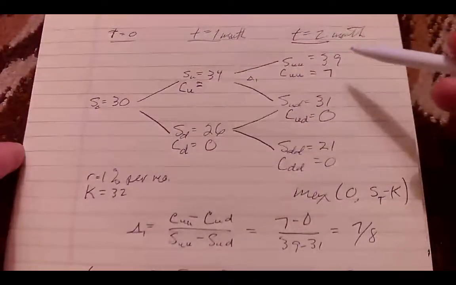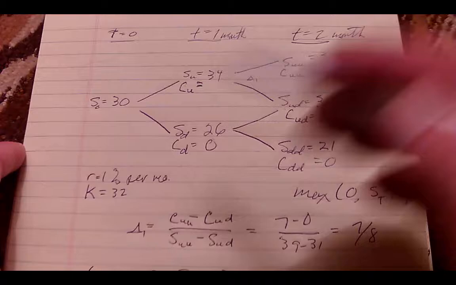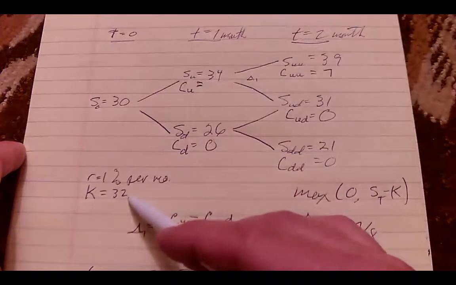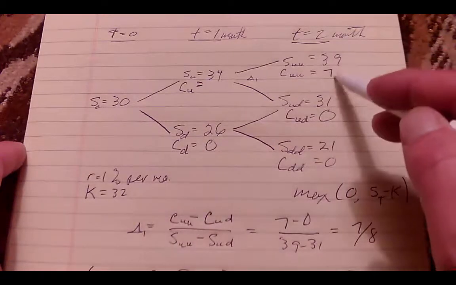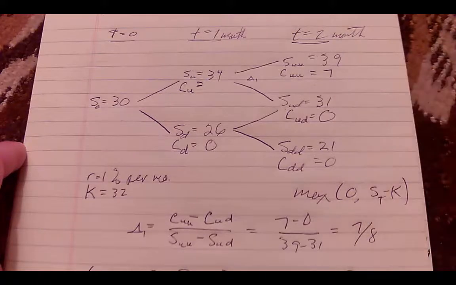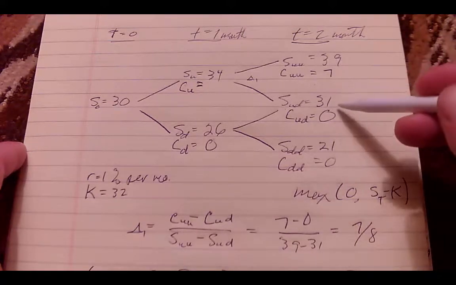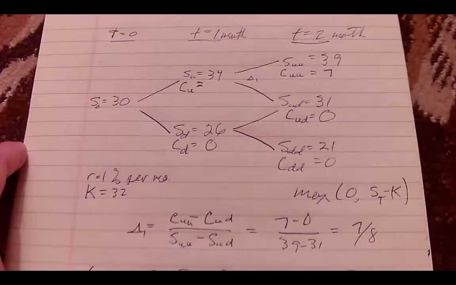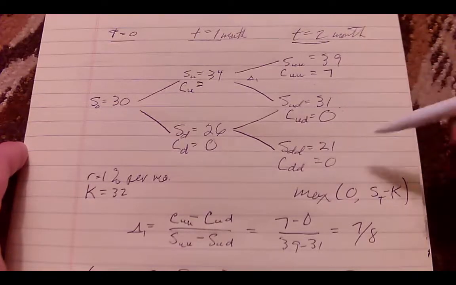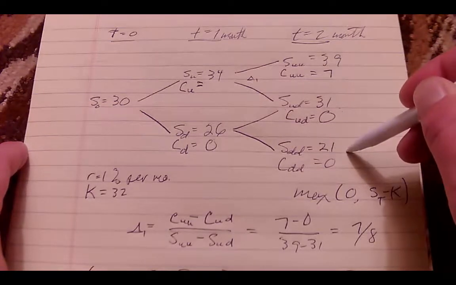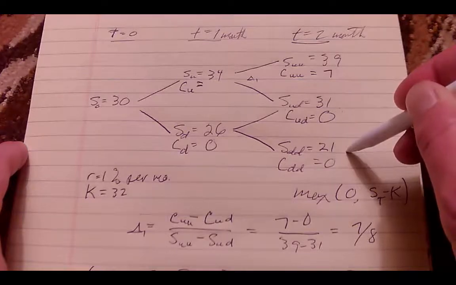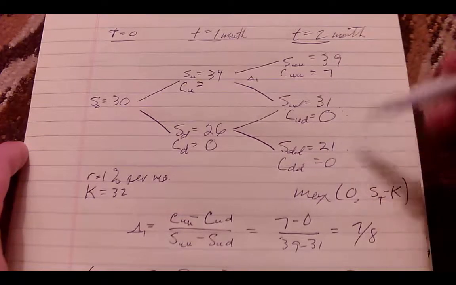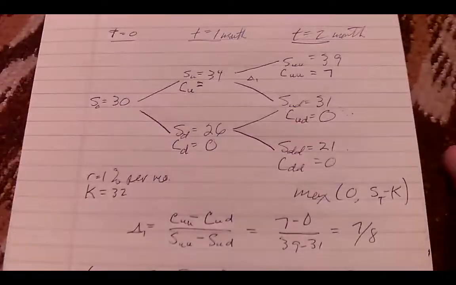So after 2 months, if the stock price is 39, the call option with a strike of 32 would be worth 39 minus 32, which is 7. This exercise value would be 7. If, on the other hand, it ends up at 31, that's less than the strike price of 32, so why would you exercise your right to buy at 32 when you could buy for 31 in the open market? You wouldn't. Likewise, if it falls all the way down to 21, the call option would not be exercised, so their value is 0 at expiration at those 2 nodes.